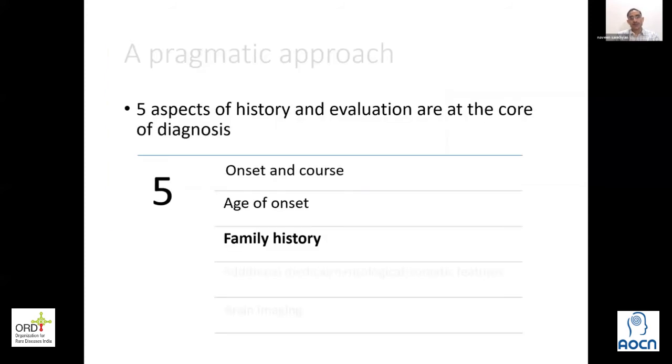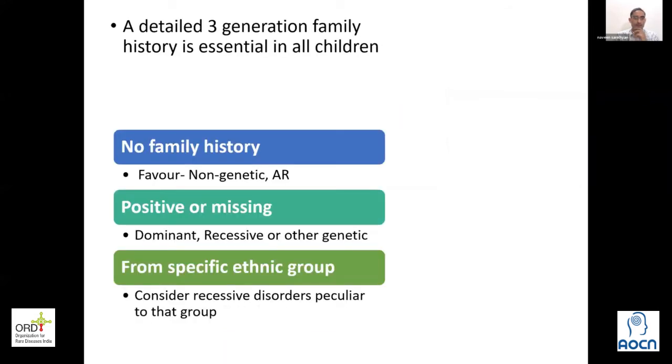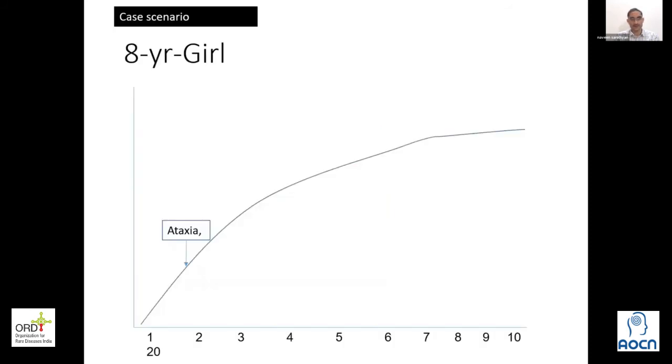So coming to the next point in clinical evaluation, it would be the family history. A detailed 3-generation family history is very important in evaluating any genetic disorder, and cerebellar diseases are no exception. If you don't get a family history, and particularly in young children, suspect autosomal recessive cause. If it is positive, then you need to see the pedigree and decide whether it is dominant, recessive, or other mode of inheritance. Plus, you have to also remember that certain disorders are peculiar to certain ethnic groups, and so family history becomes important in that sense as well.